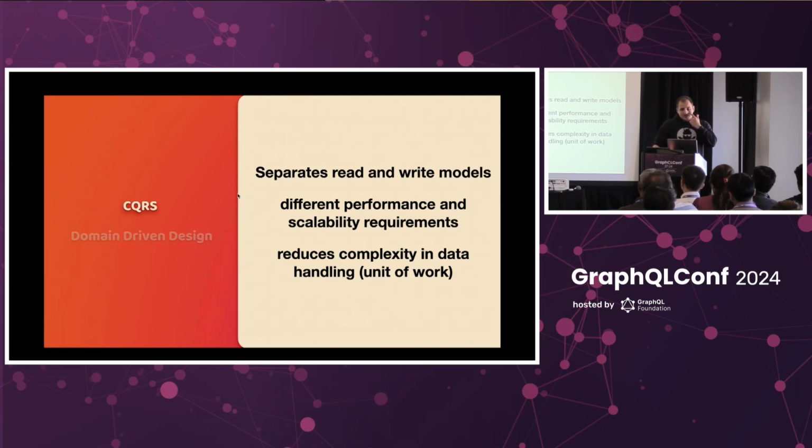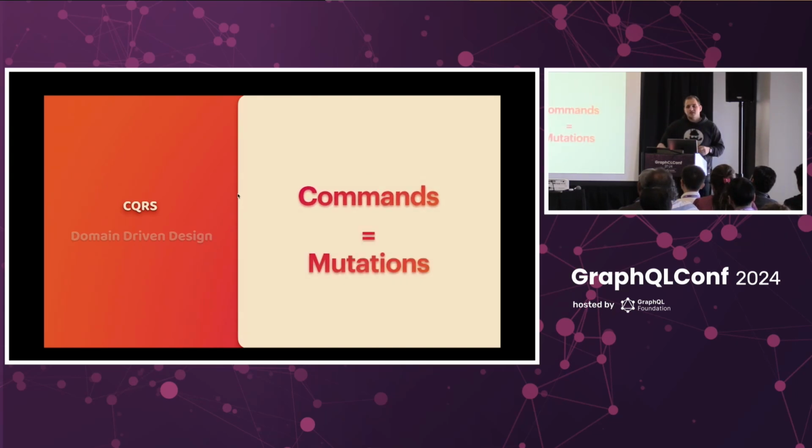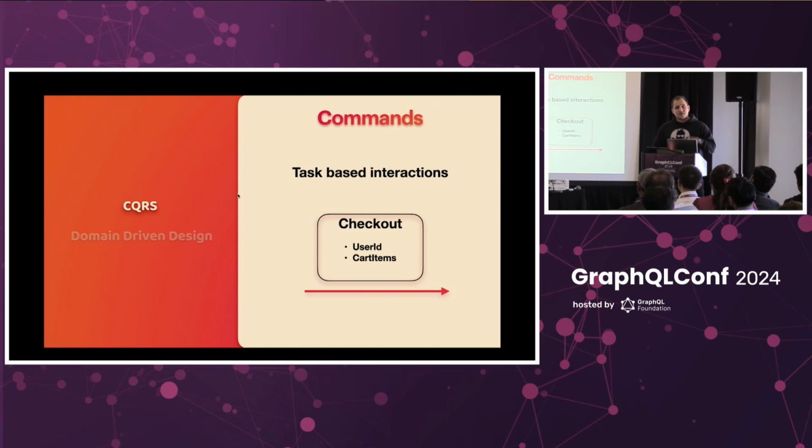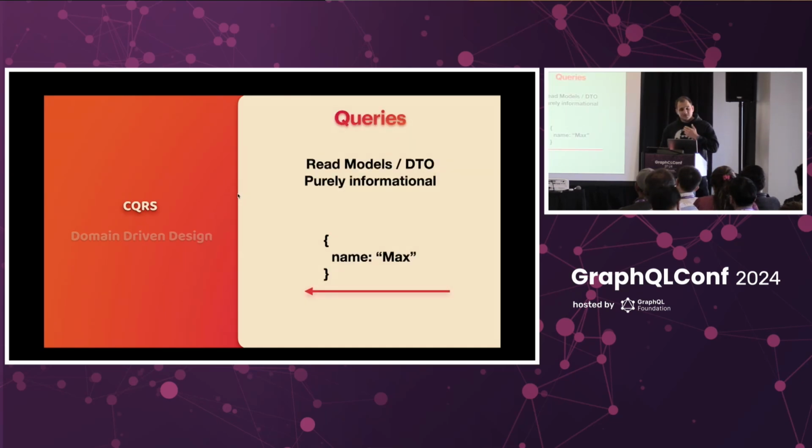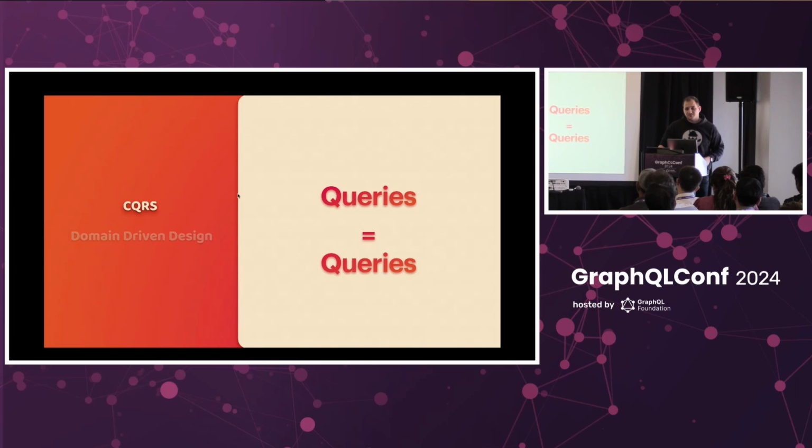And by using CQRS, you can reduce the complexity in data handling. When you have a command that is a task-based interaction and changes something, like checkout, then it's much easier to look at this in isolation rather than having a whole application to deal with it. So commands, the C in CQRS, stand for mutations. And the queries, where you request data, the read models, which are purely informational, map very well to the queries that we have in GraphQL.